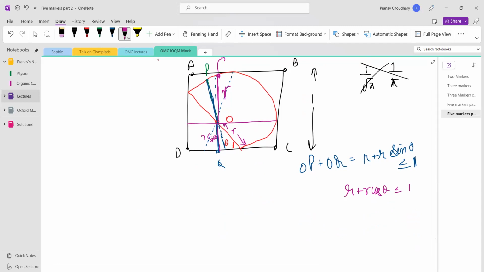Also, I think you have one more condition on theta, right? Yeah. Okay, let's see that condition later.